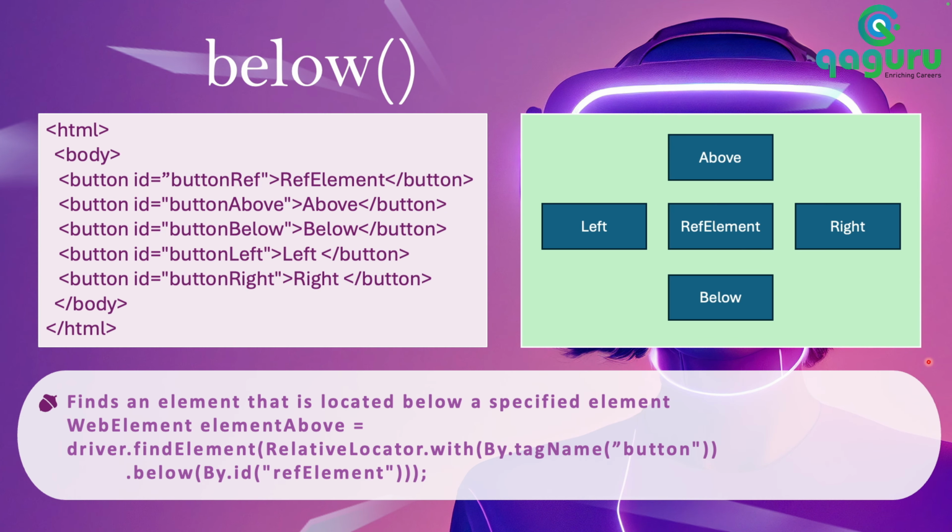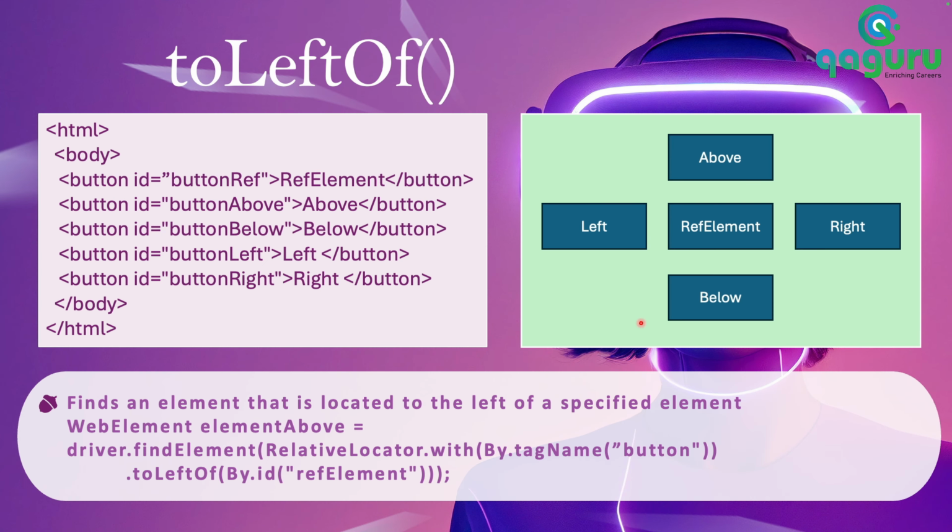Now let's see the below relative locator. So it finds an element that's located below a specified element. So in this example, let's try to locate the button below, okay, with respect to another element, a ref element. Okay, so let's see how we can write code for that. Driver.find element, relative locator with by tag name button, that means could be any of these buttons, and then dot below by dot id ref element. So that means this one. Okay, so below this element, what is the possibility? It is only this button with caption below.